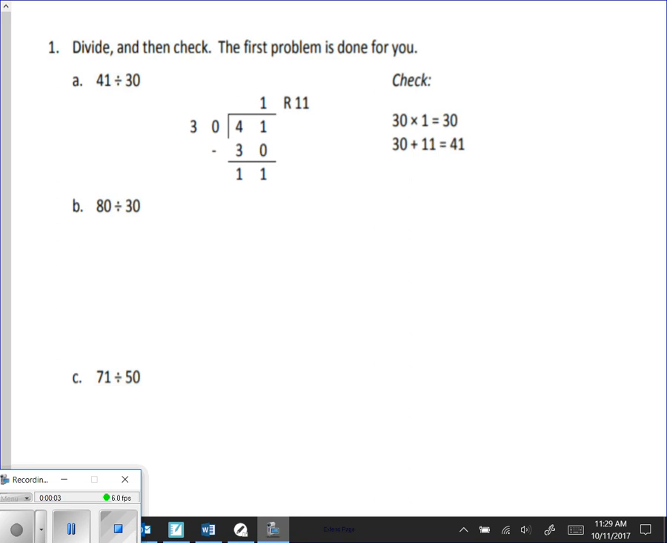We have looked at dividing where you've got the estimating, and then on these, we're looking at... We've looked at dividing where you don't have a remainder.